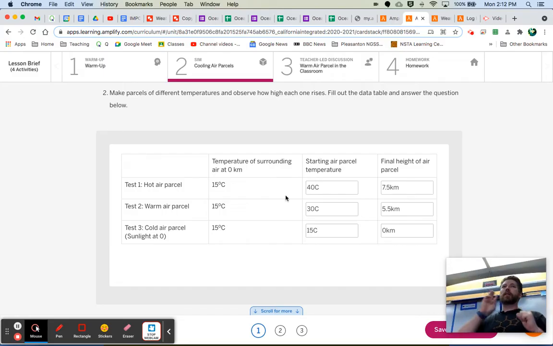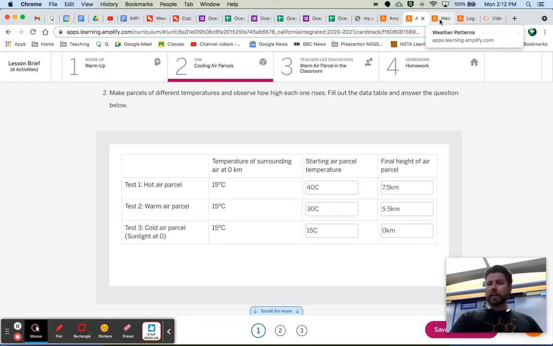We need to conduct three tests in the sim. Your results could be slightly different than mine. The first one is with a hot air parcel. The last one is with a cold air parcel. The second one is with a warm air parcel.